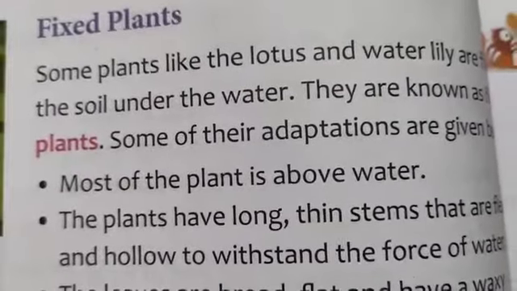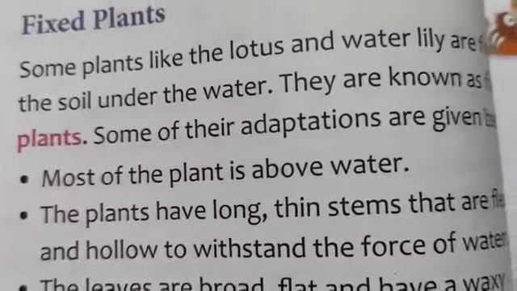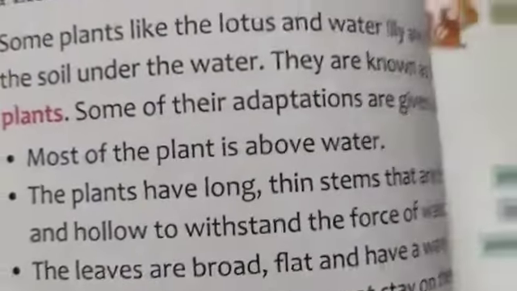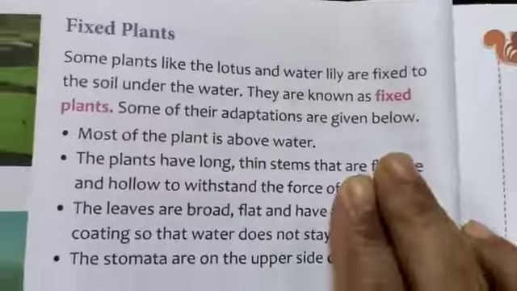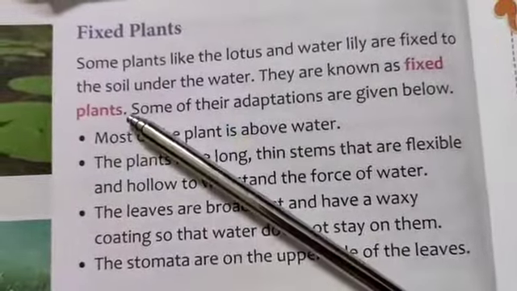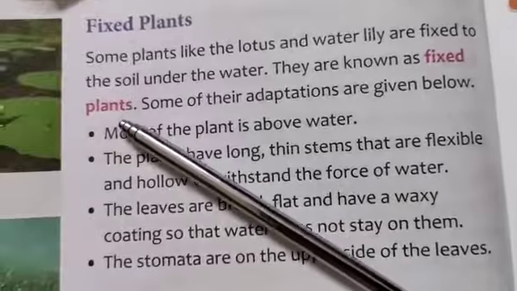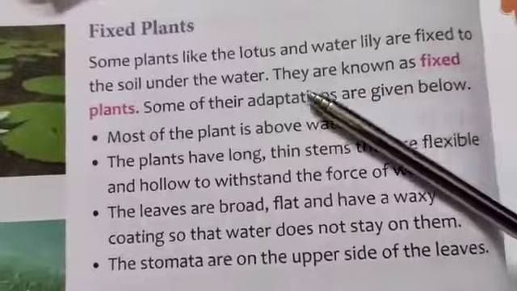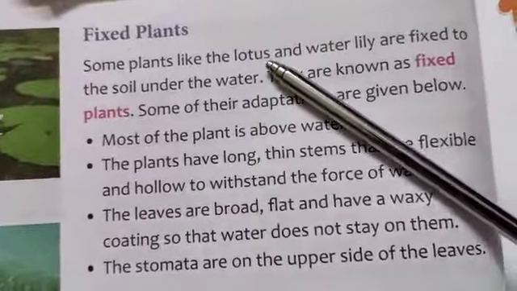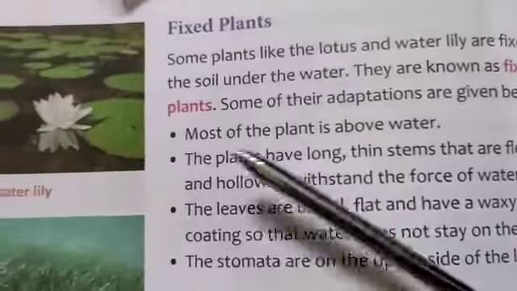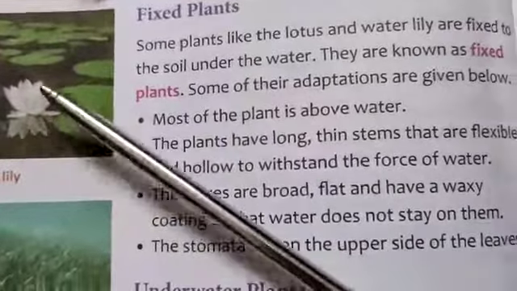Now we will learn about fixed plants. Some plants like the lotus and water lily are fixed in the soil under the water. They are known as fixed plants. So, unlike the duckweed and the water hyacinth, these plants are fixed. The names of the fixed plants are lotus and water lily. And what are their adaptations? Most of the plant is above water. See the plant, we can see it.